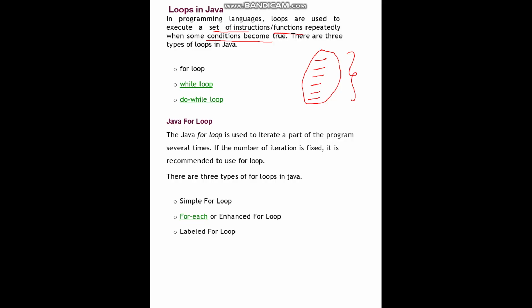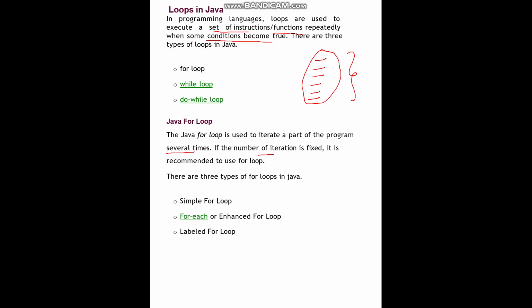Java provides three types of loops. The first one is the for loop, the second one is the while loop, and the third one is the do while loop. Coming to the first one, the Java for loop. The Java for loop is used to iterate a part of a program several times. Whenever you want to execute a part of the program many times, we use the Java for loop.